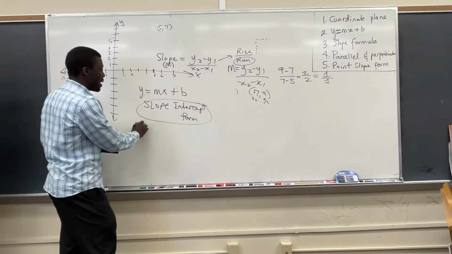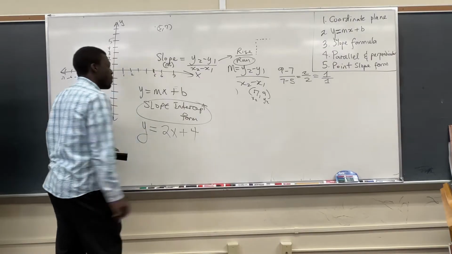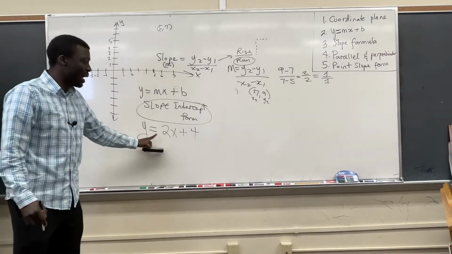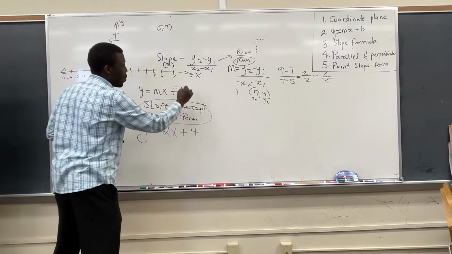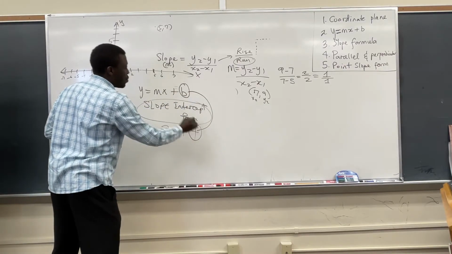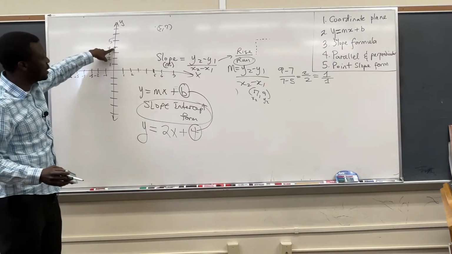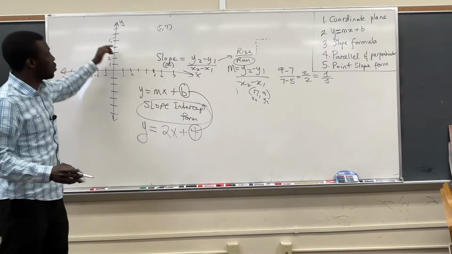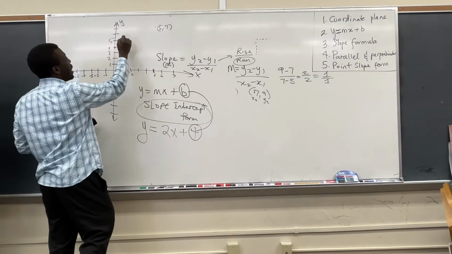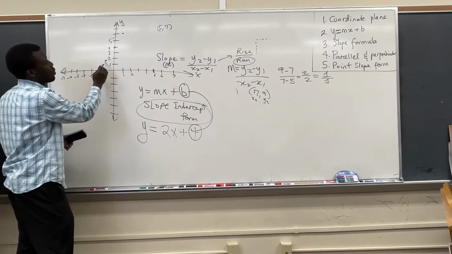And so if someone says, here's a graph, y is equal to 2x plus 4, what they're saying is that this line goes through 4 because 4 is the y-intercept. So we go to the graph and we put a dot on that point because that is the y-intercept. And then the slope is 2, so it means you go up 2 and over 1. And you go down 2 and to the left 1.